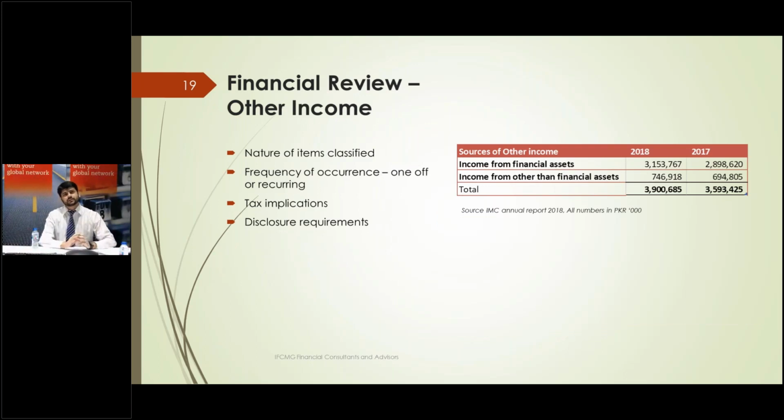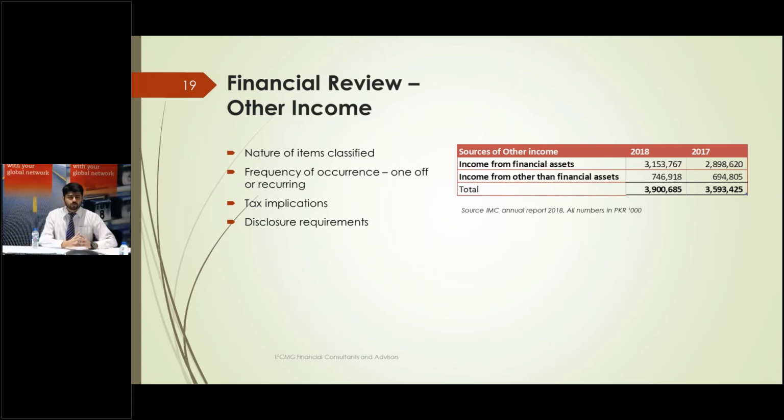So the next item is other income. In case of Toyota, we have split the other income into two areas: income from financial assets and income from other than financial assets.